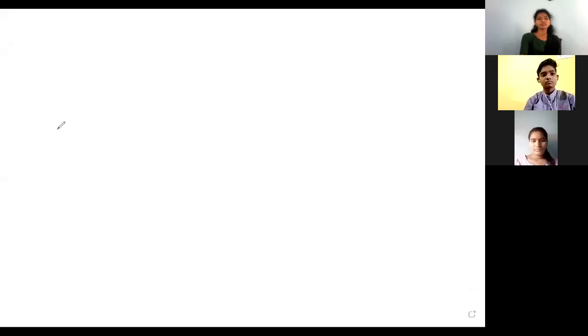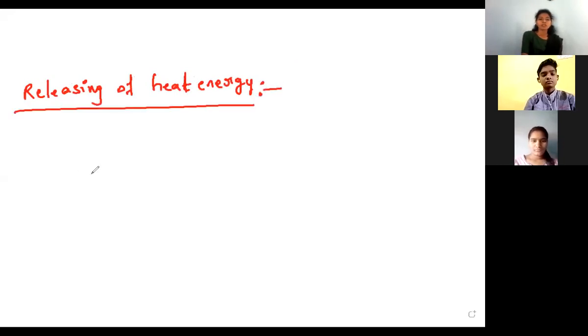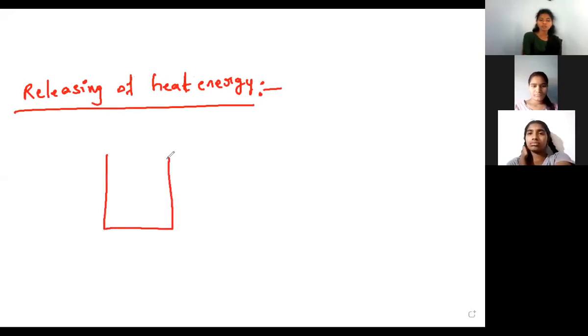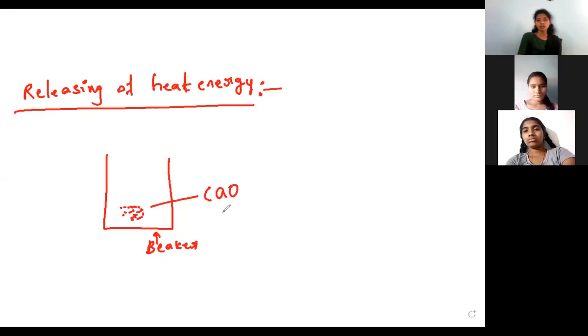Yes, see here. Releasing of heat energy. For this, we need to take first of all one beaker. Now, take in this beaker some amount of calcium oxide. Okay, calcium oxide. Calcium oxide, we can also call this one quick lime.